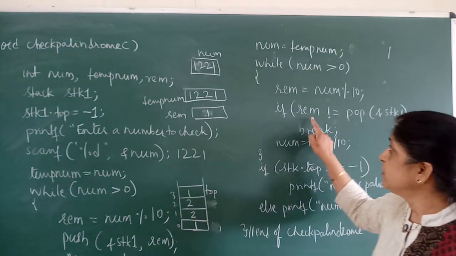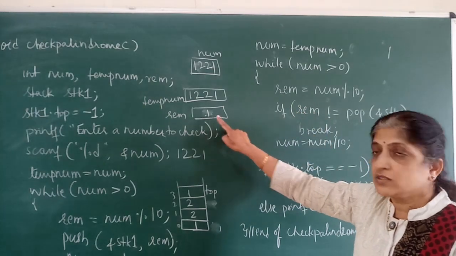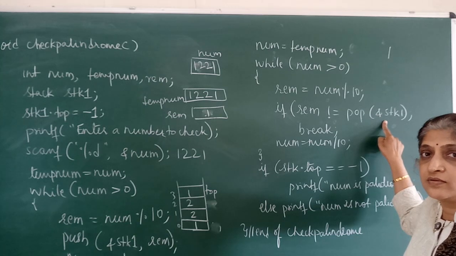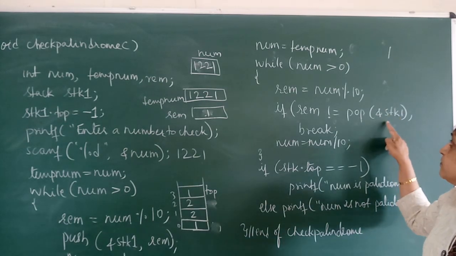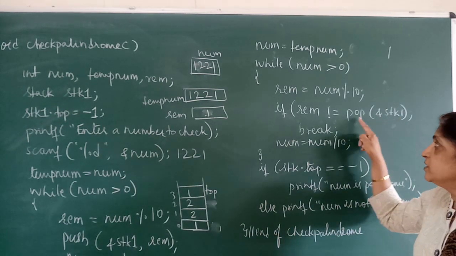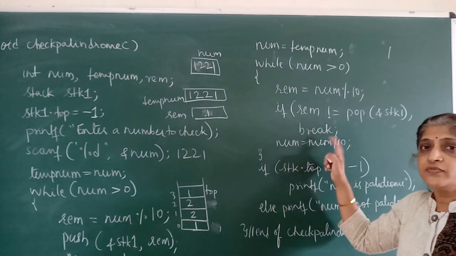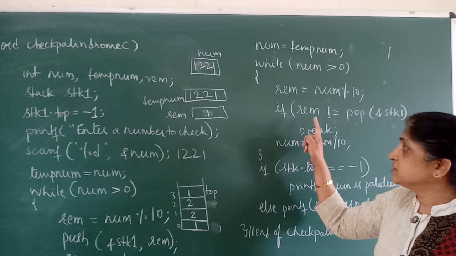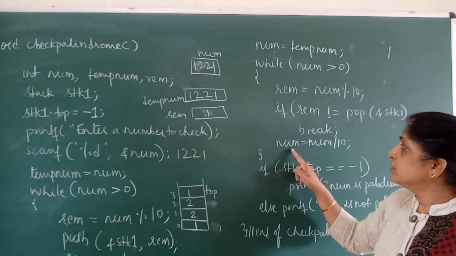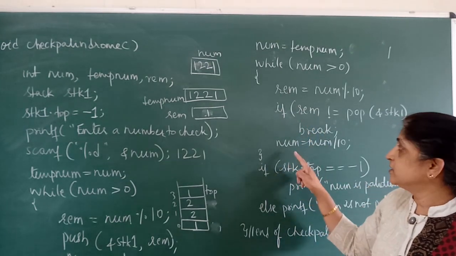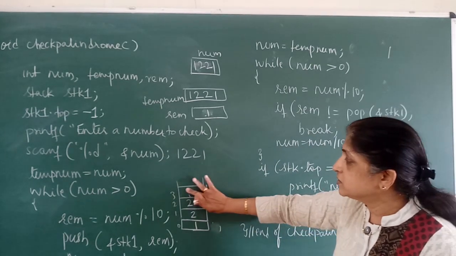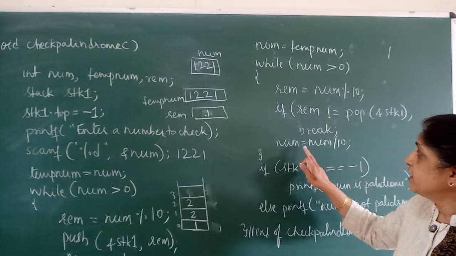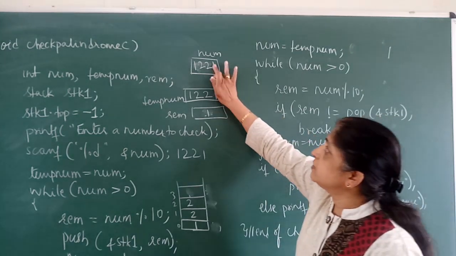That is what we are doing here. If remainder is not equal to pop from stack, that is, we are pushing the address of stk1 to stack. If it is not equal, then break. That means we have found that it is not a palindrome. If it is equal, then we have to perform the same loop again. That is, we have already popped it. So this is not there on top of stack because 1 is equal to 1. Then num is equal to num divided by 10.